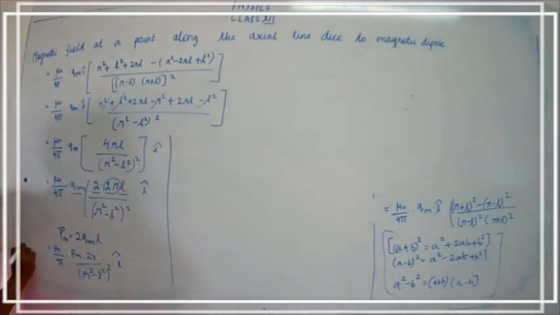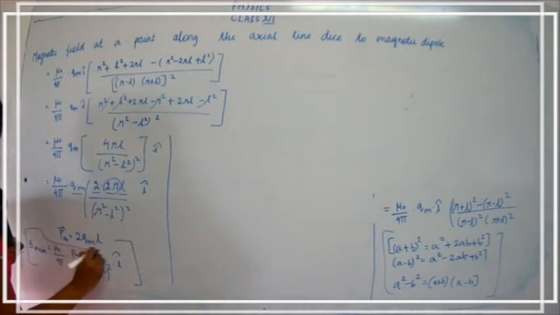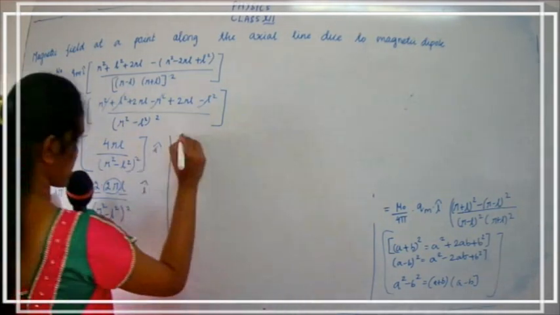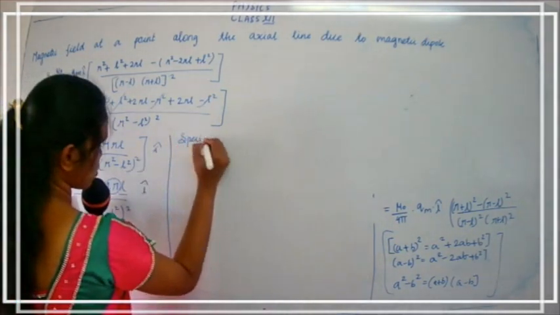Right. This is the B axial. Okay. Now, there are special cases.